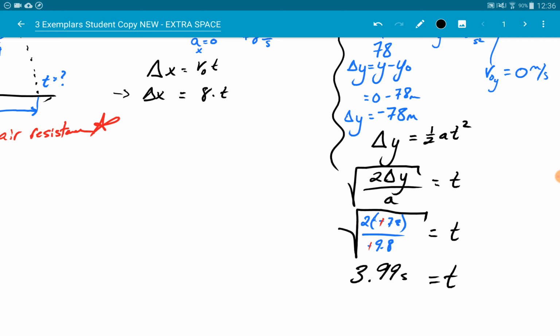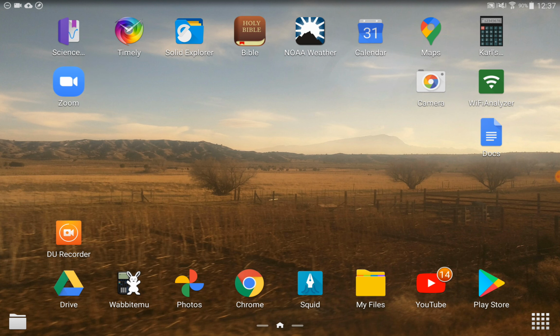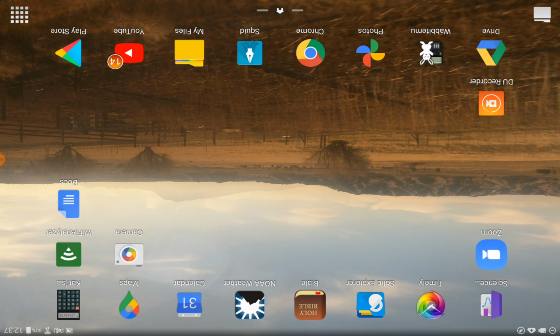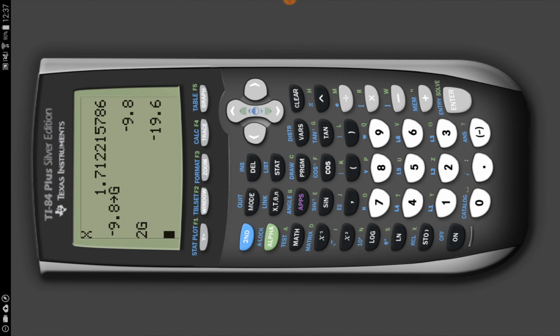Now remember that I do not round this time. Okay, so I'm writing down 3.99 seconds, but on my calculator, I am keeping the full digits there. Actually, I can show you the calculator on this. So I have a little calculator emulator here, and we can actually go through it. And what did I just do?